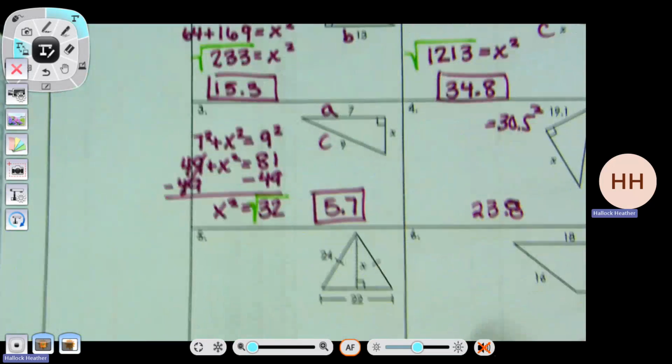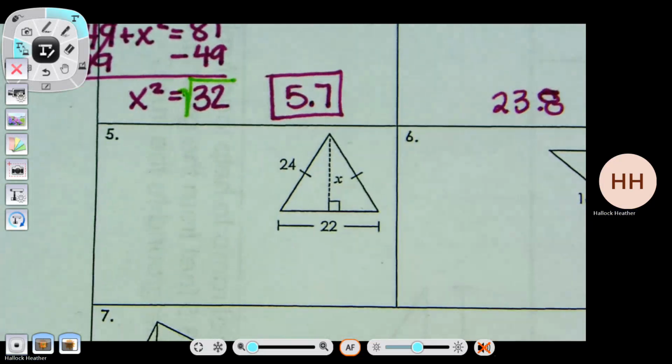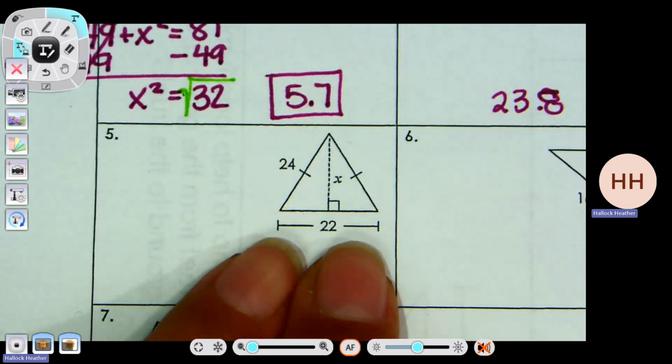Let's move on to a harder problem. So number 5 is triangles and triangles. Anybody think they have an idea of what we could think? Tell me. I did 11 to the power of 2 plus x. Where'd you get 11? I did 22 divided by 2 to get 11.